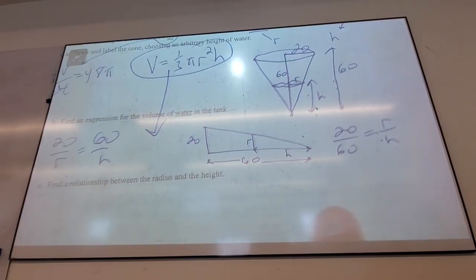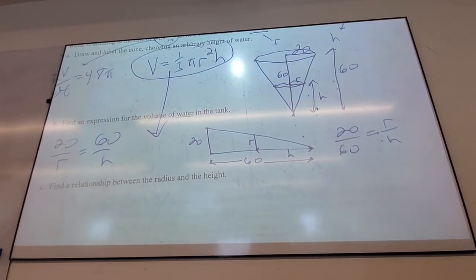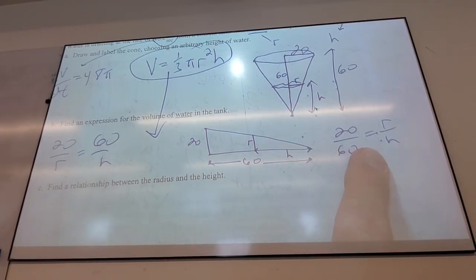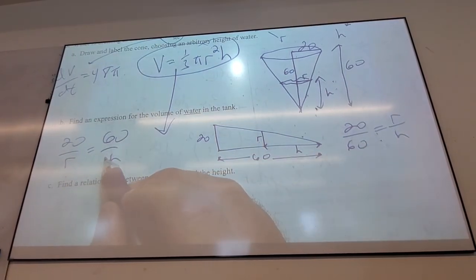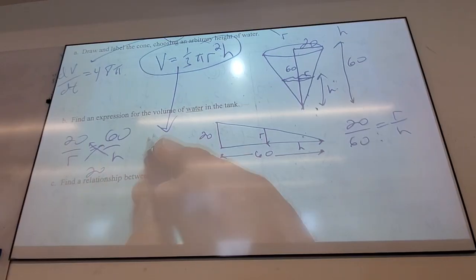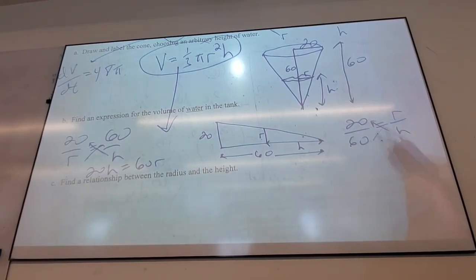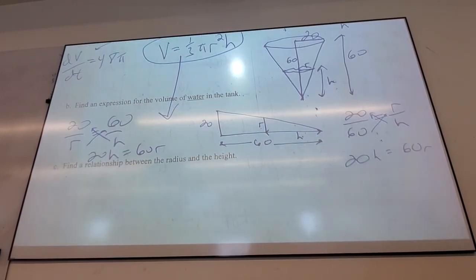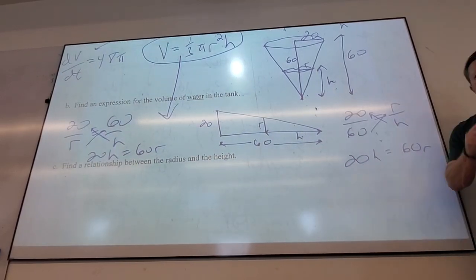Well, I keep saying height, and this is the way it's drawn. Very simple. Do you see how those are the same things? What do you get when you cross multiply here? 20 over 20, cross multiply. You can do it. 20H equals 60R. What do you get when you cross multiply here? 20H equals 60R. Of course you get the same thing because both represent the same relationship.